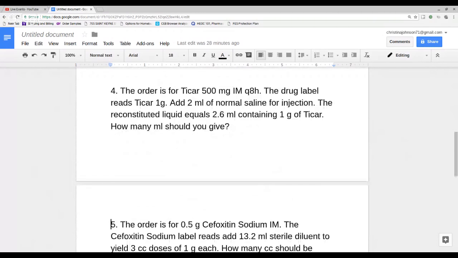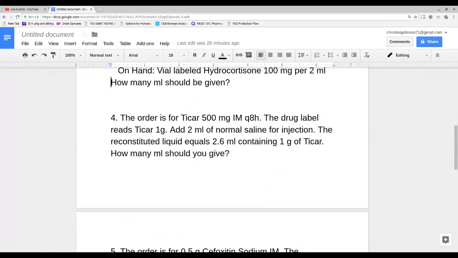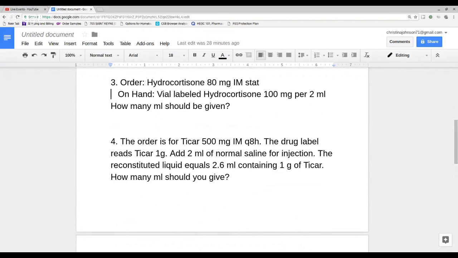So number 3 is, the order is hydrocortisone, 80 milligrams, IM stat. On hand, we have a vial labeled hydrocortisone 100 milligrams per 2 milliliters. How many milliliters should be given? So you guys know you want to go ahead and write out your formula.